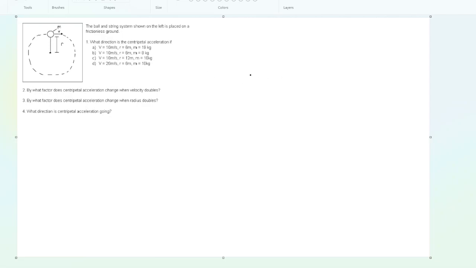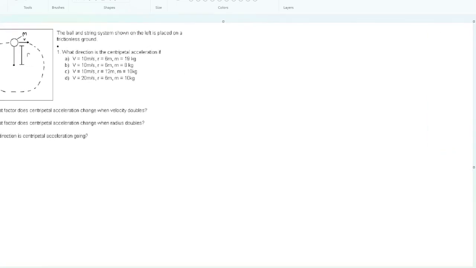Okay, let's start. Number 1. The ball and string system shown on the left is placed on a frictionless ground, meaning the ground that the ball is in contact with has no friction. What direction is the centripetal acceleration? If v equals 10 meters per second, r equals 6 meters, and m equals 19 kilograms. Let's go ahead and start there.